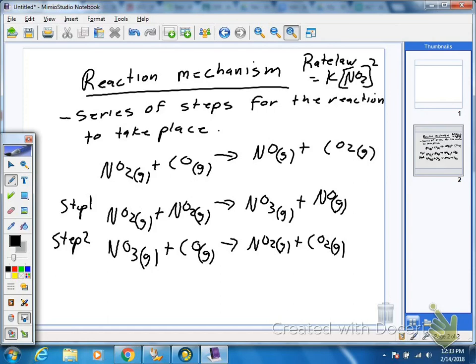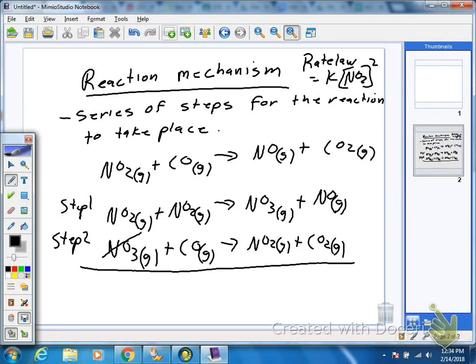Well, the only way that this can work, there are two things that have to take place. One, when we add these two steps up, we should come up with the overall reaction. So the first thing that has to take place is that when you cancel out your reactants and products, you should always come up with the overall reaction. If it does not do that, then it is not a viable reaction mechanism. So is this a viable reaction mechanism? It's got to pass that first test. Yes. Okay, it is, right?